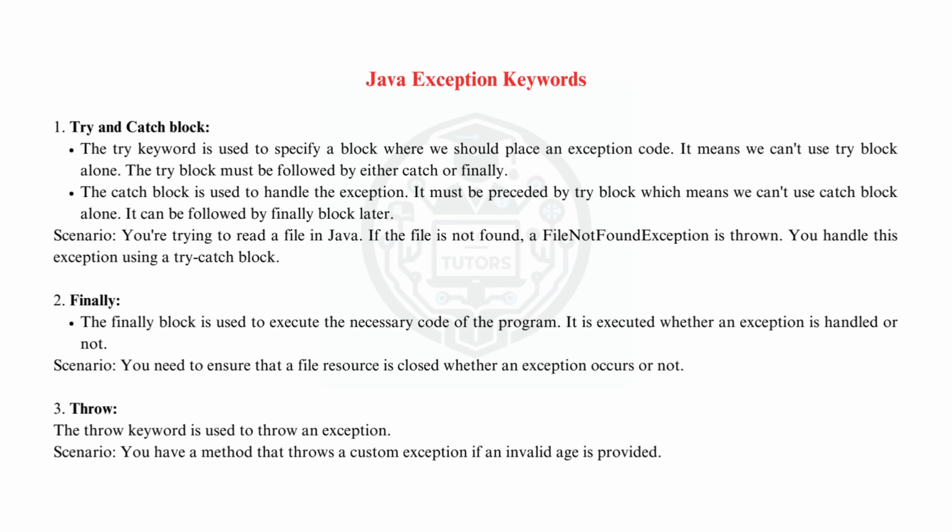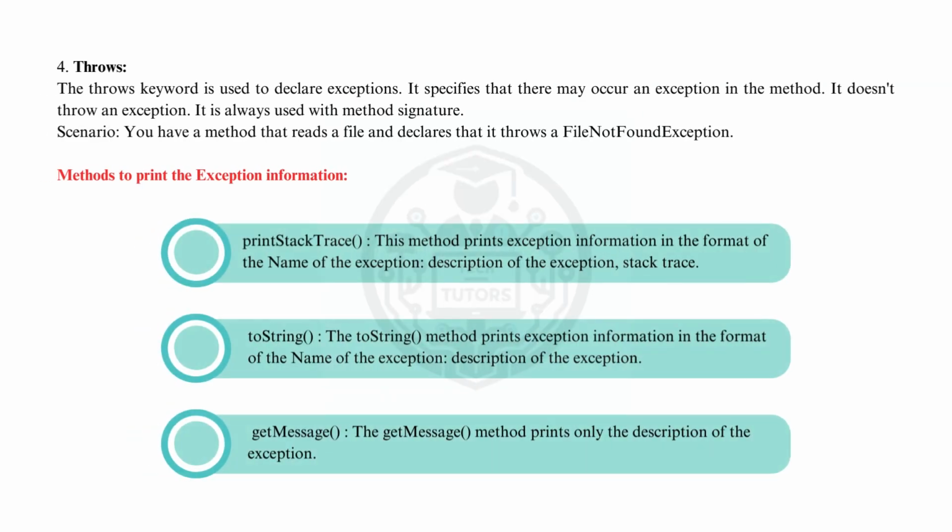We also have the throw keyword for explicitly throwing an exception, such as a custom exception for invalid age input in a method. Additionally, the throws keyword is used in method declarations to indicate that a method might throw certain exceptions, like FileNotFoundException, without handling them directly. To print exception details, you can use the printStackTrace method for a full stack trace, the toString method for the exception name and description, and the getMessage method for just the description.